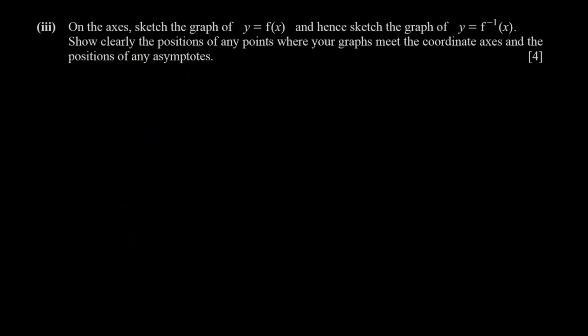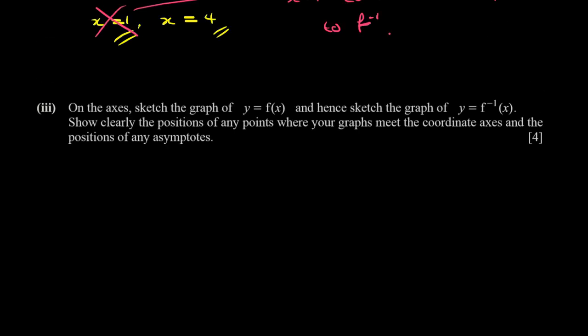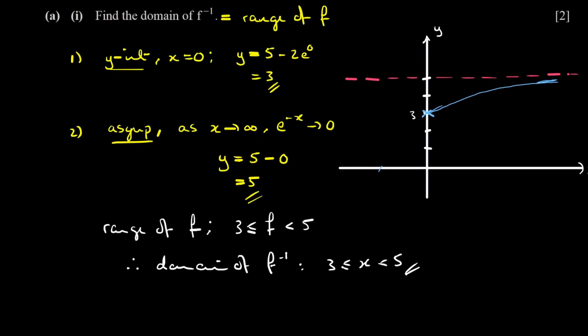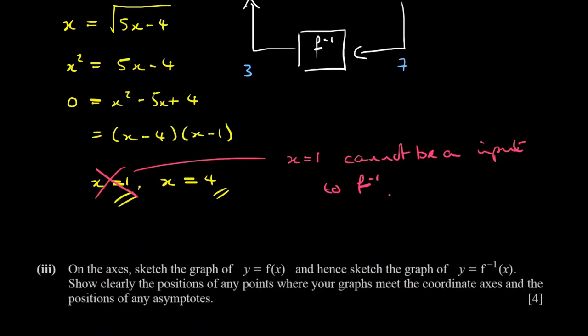Okay, so here we are in part 3. On the axis, we are supposed to sketch the graph of f of x, which actually I already did in part 1 of this question because it helped me to do that part. And then we want to use that to sketch f inverse. We want to show clearly the positions of any points where the graph meets the coordinate axis and the positions of any asymptotes. Well, if we just go back to what I said earlier, this was the graph of f. And so I'm just going to repeat that over here.